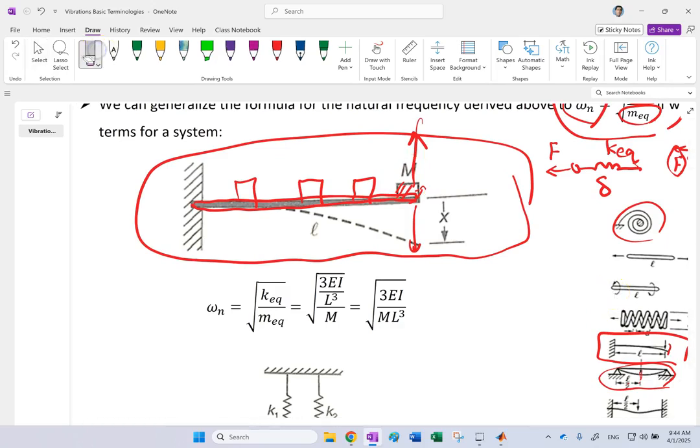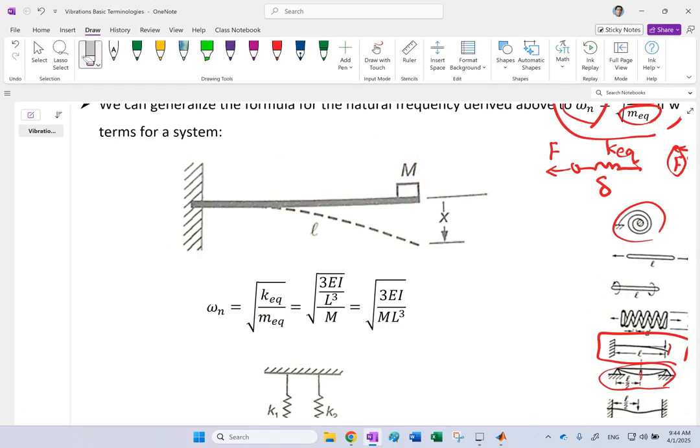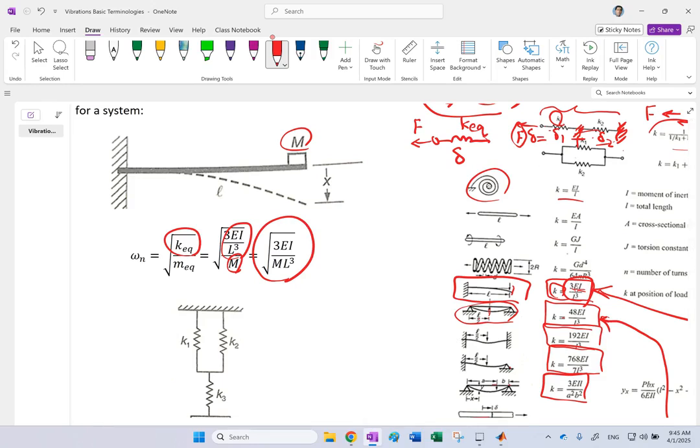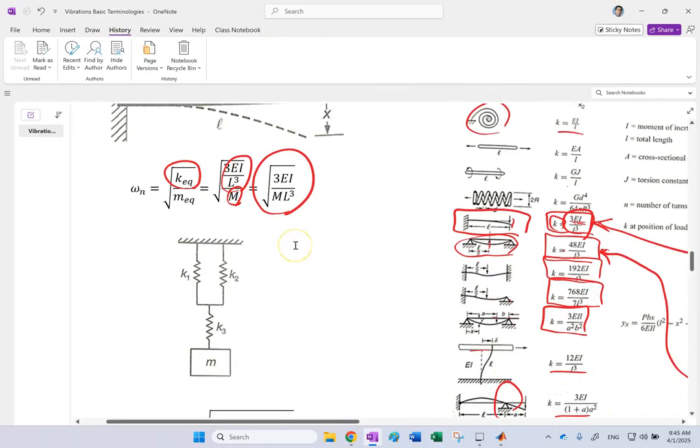Now, if I come back and look at these two examples with equivalent mass spring. So in this system, the mass is on a cantilever beam with deflection at the end. So I need to find the K equivalent from this diagram, which is 3EI over L cubed. The mass is this total mass, and square root of K over M is omega, natural frequency. So this is going to be the natural frequency of this system, just like that. Very simple.